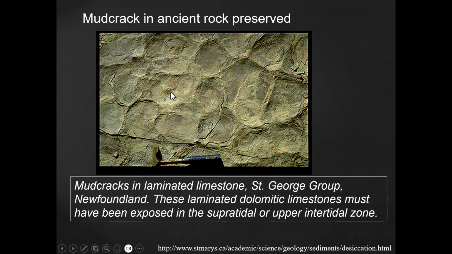On this slide you can clearly see how the mud cracks are being preserved. During the high tide, from the water, the sediment settles in between the cracks, and then it fills them out, and that's how it becomes preserved in the rocks.